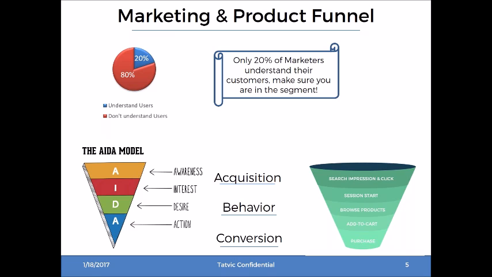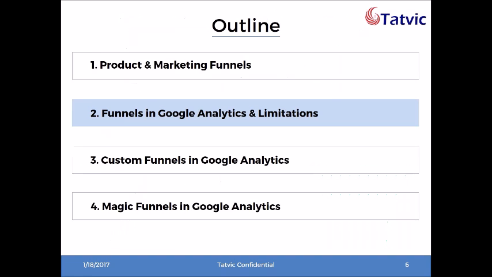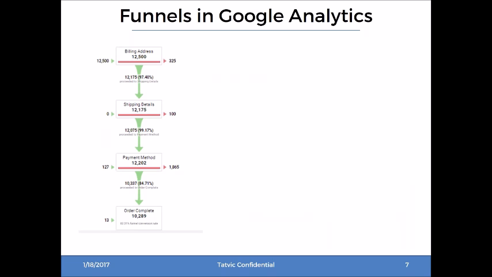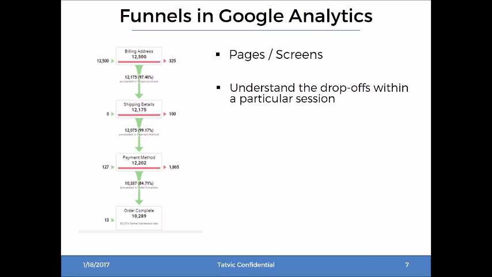I'll just show you a sample funnel which we created for one of our internal accounts. This is a checkout funnel in Google Analytics, which starts with the billing address, then there are shipping details, and then there are payment methods and the order completion. To create these funnels, we generally use pages if it is a web funnel, and we use screens if it is for an app.